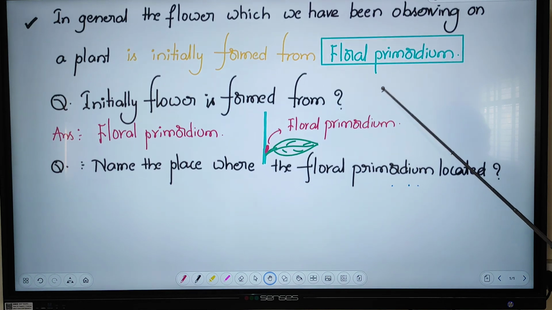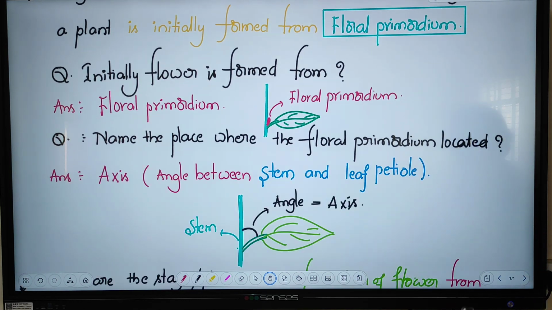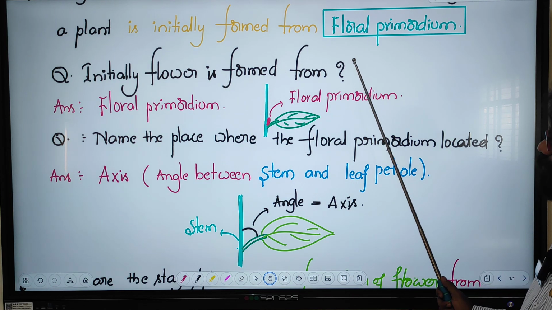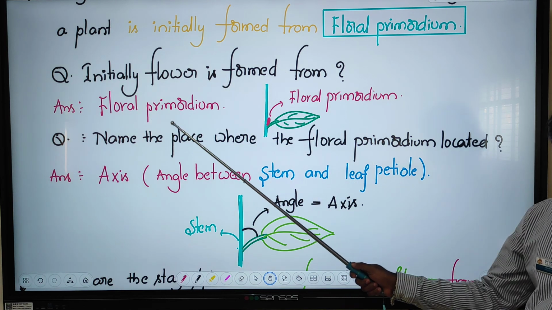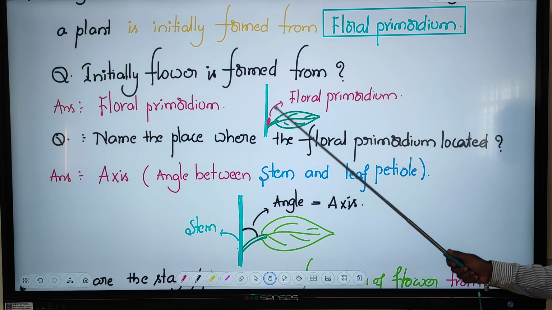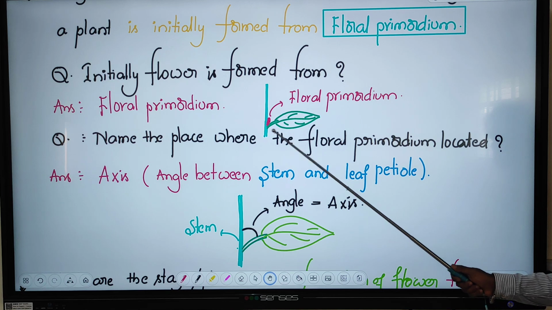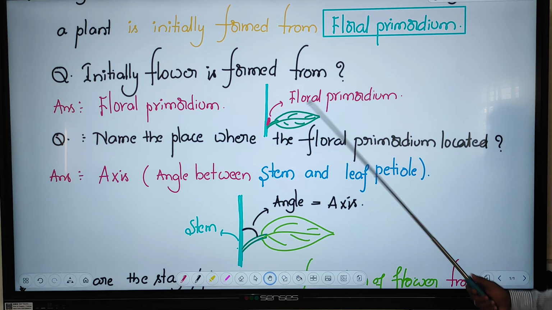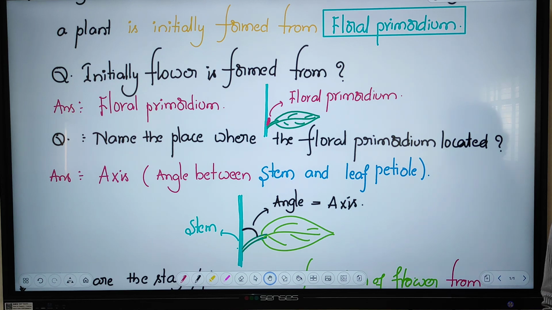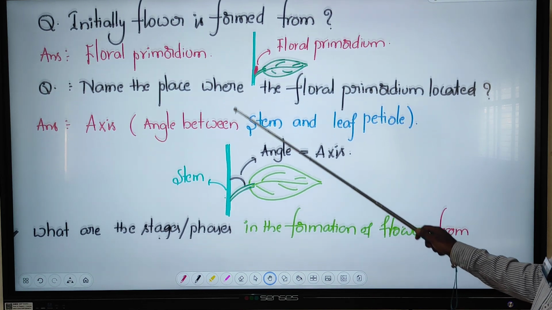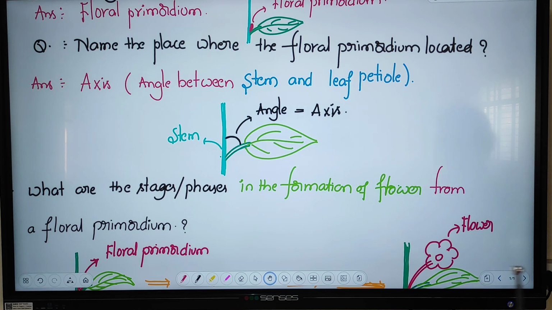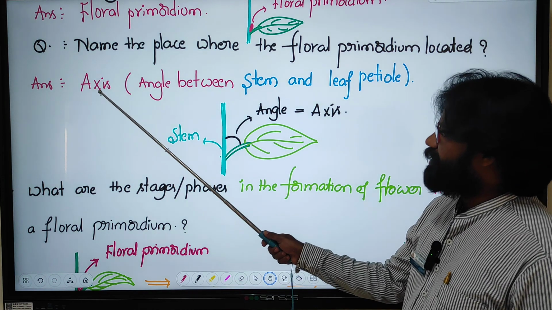Next, on this statement we can expect some questions. Initially, the flower is formed from the floral primordium. Where is the floral primordium exactly located? This is a stem, this is a leaf. In between there is an axil, where some sort of tissue is present. The tissue is nothing but the floral primordium. Next, name the place where the floral primordium is located. The answer we can say is the axil.